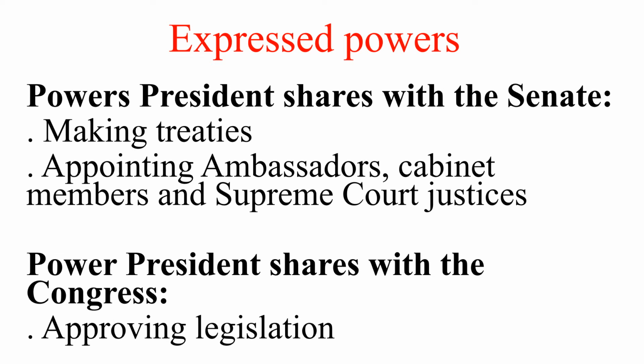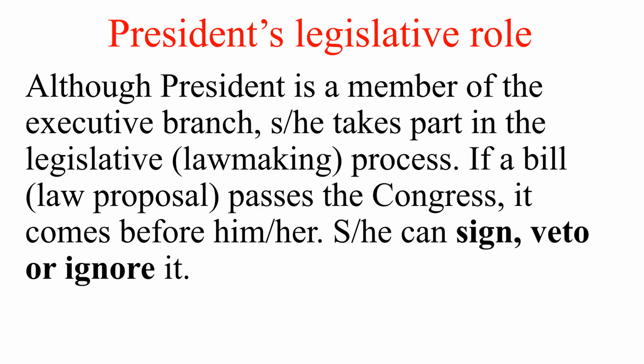Similarly, approving legislation is a power that the president shares with the Congress. A bill or a law proposal comes to the Congress, and Congress needs to approve it, and then the proposal comes to the president, and he approves it, and it becomes the law of the land. Without each other's approvals, no bill can become law. Even though the U.S. President is a member of the executive branch, he actually takes part in the legislative process because of what I just explained in the last slide, the lawmaking process.